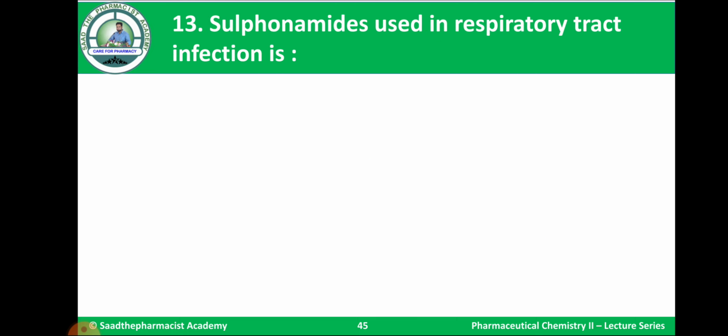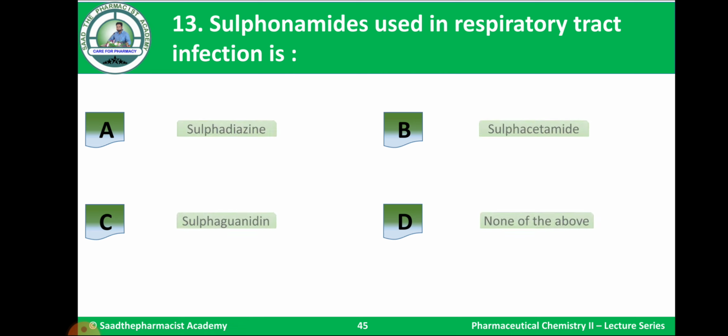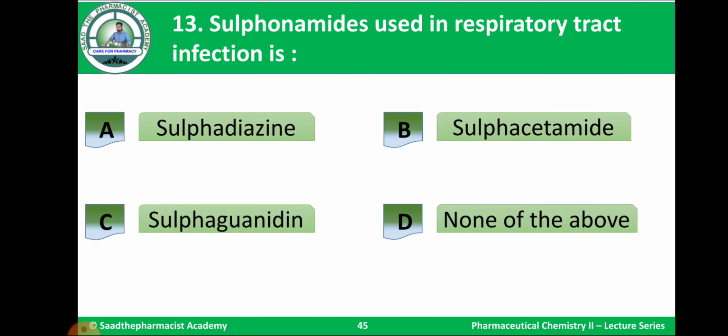Question number 13. Sulphonamides used in respiratory tract infection is. The options for question number 13 are as follows. A. sulfadiazine, B. sulfacetamide, C. sulfaguanidine, D. none of above. And the correct answer for this question is sulfadiazine. Sulfacetamide is used in treatment of eye infection and urinary tract infection, and sulfaguanidine is used in treatment of GIT infection in the treatment of bacillary dysentery. Therefore, the correct answer for this question is A. sulfadiazine.